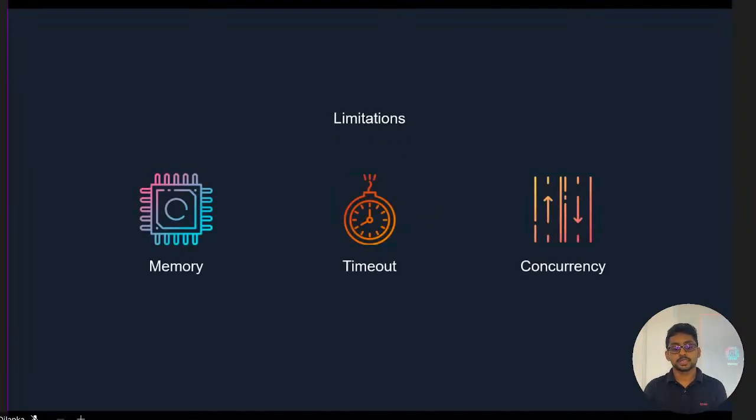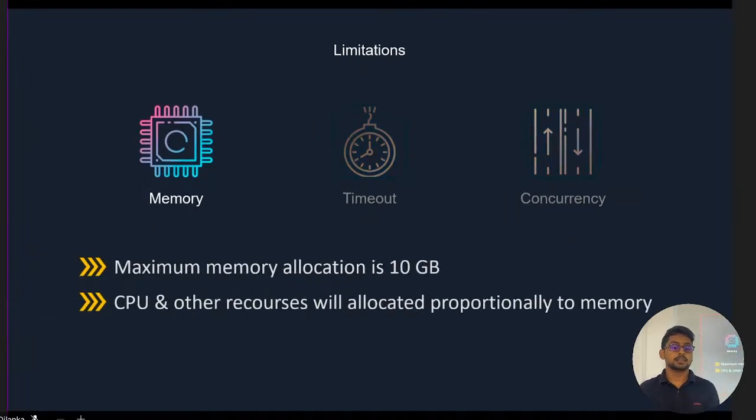Okay. After that, let's talk about some limitations of Lambda functions. First one is memory. For a Lambda function, you can give 10 GB of maximum memory, and you can allocate RAM for that. CPU and other resources will be allocated depending on the memory you have allocated. It is proportionate to the memory.